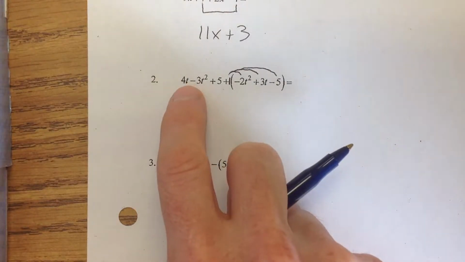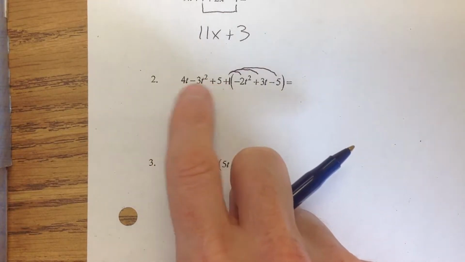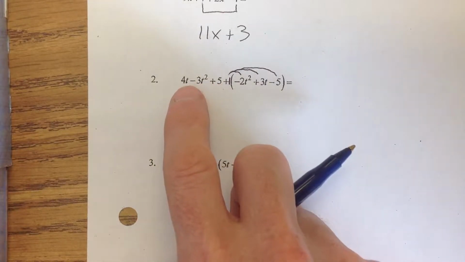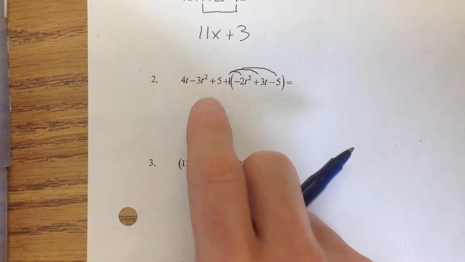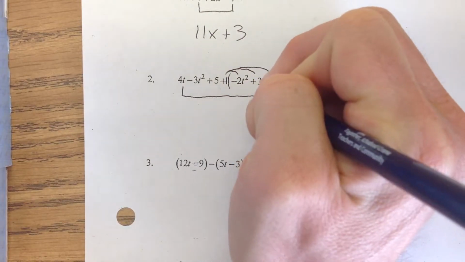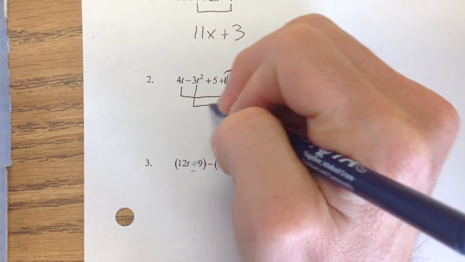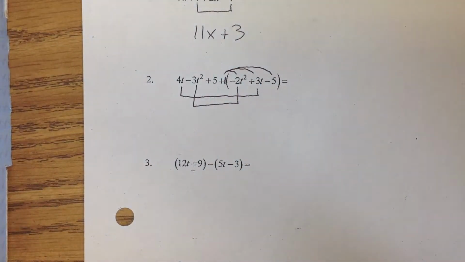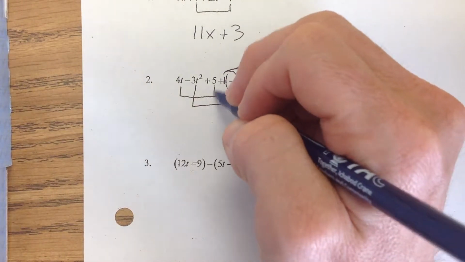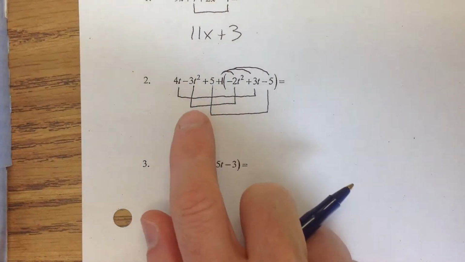Now, in this case, we have a t and a t squared. Just because they use the same letter does not mean they're like terms. To be like terms, they have to have the same letters and the same exponents. So this 4t can only be combined with this 3t. This negative 3t squared can only be combined with this negative 2t squared, and this 5 can be combined with the negative 5. Okay, so I'm going to start with the highest exponent and do that first.